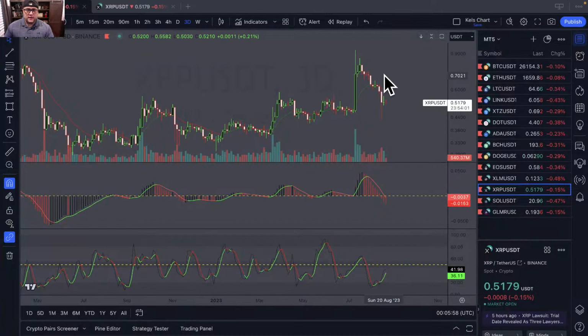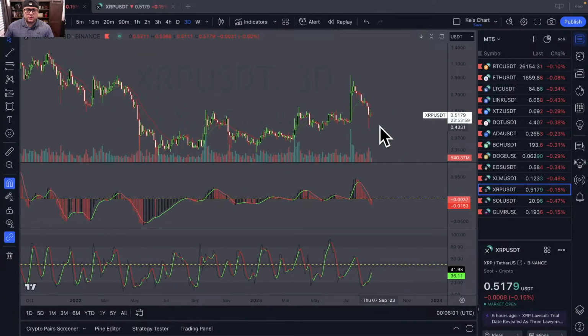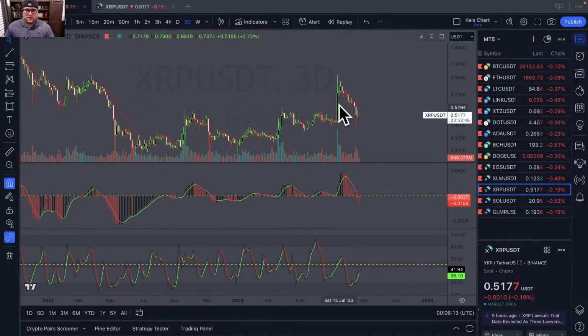So if you look at it on a bigger scale, if you zoom out just a little bit, people will say that this is a cup and handle, and that's just not true. If it was a cup and handle, we'd be going up to $5 already, and that's just not the case. We are in a bearish market.